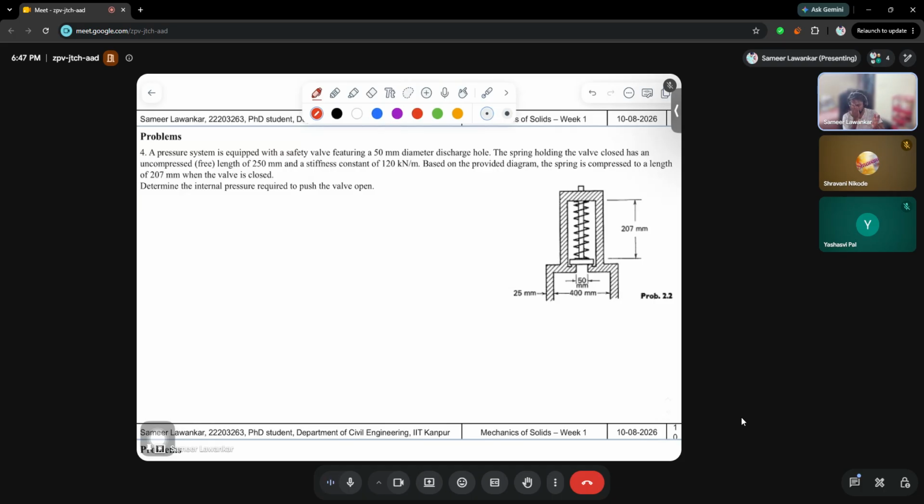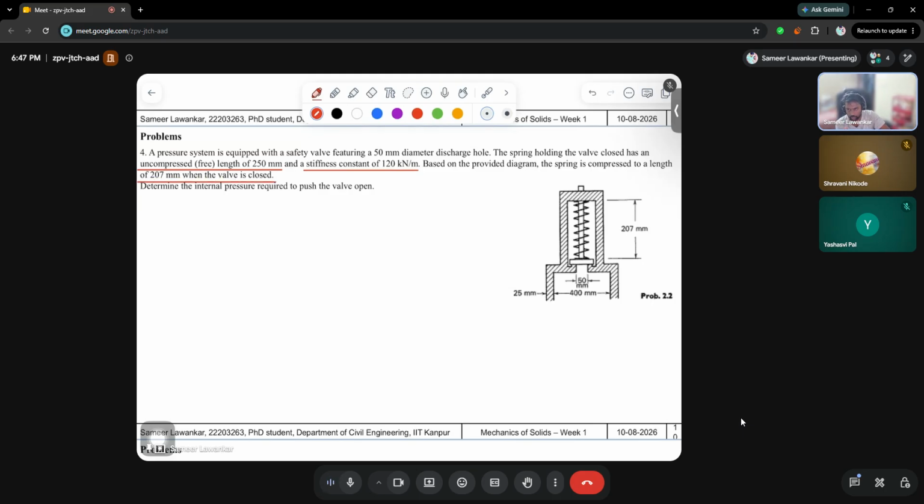So the question is simply: a pressure system is equipped with a safety valve featuring a 50 mm diameter discharge hole. As you can see, the discharge hole is being explained up here. The spring holding the valve closed has an uncompressed or free length of 250 mm, and a stiffness constant is given to you, that is 120 kilonewton per meter. Based on the provided diagram, the spring is compressed to a length of 207 mm. So from this, you can actually calculate the value of delta.